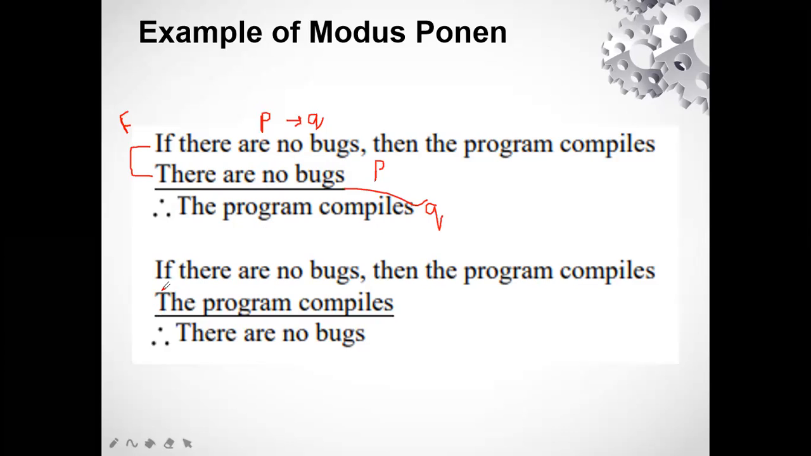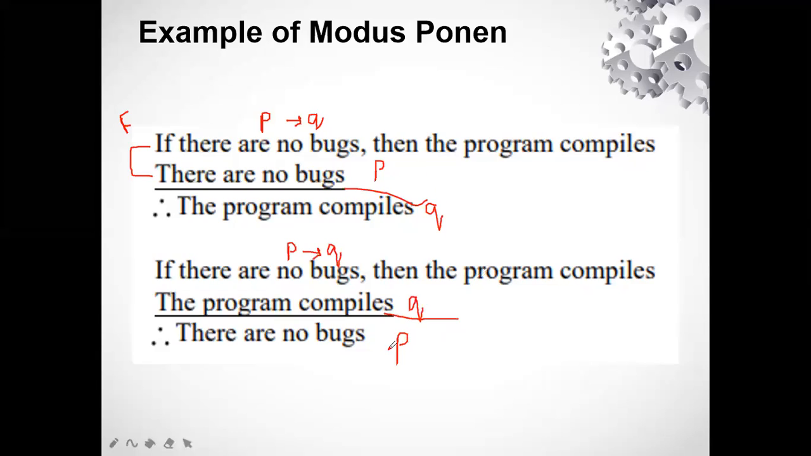Second, let's take the opposite thing. If there are no bugs, then the program compiles. The program compiles. What does this mean? If the program compiles, that means there are no bugs. This is another form in which we have P implies Q, and we are ANDing it with Q. And what we are getting is P. Isn't it?